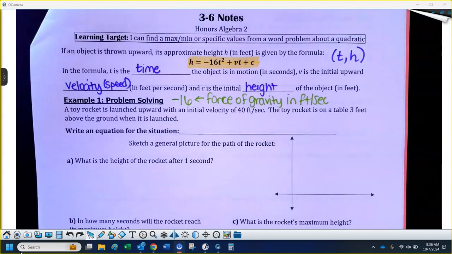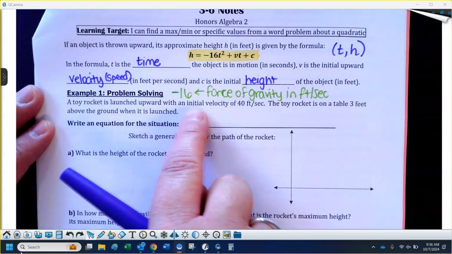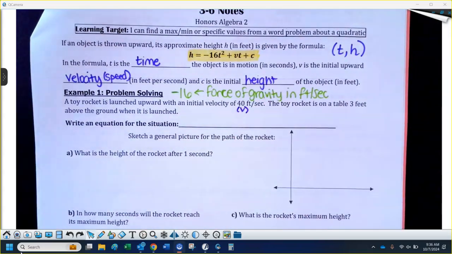All right, so the first thing we're going to do is we're going to get a situation. We're just going to write this lovely little equation. So this says a toy rocket is launched upward with an initial velocity, so that's my V in the formula, of 40 feet per second, and the toy rocket is on a table that's 3 feet off the ground. So let me just try and start to write this.